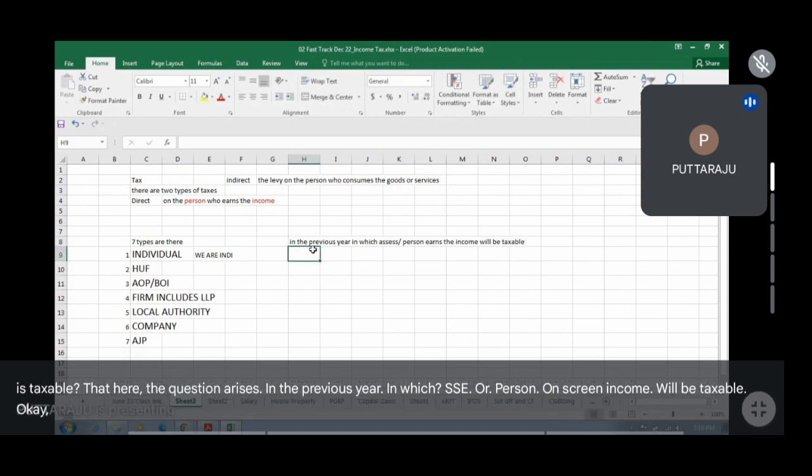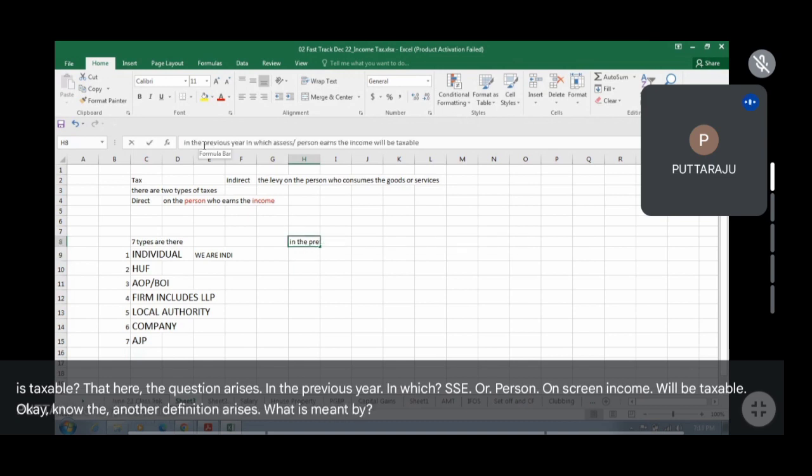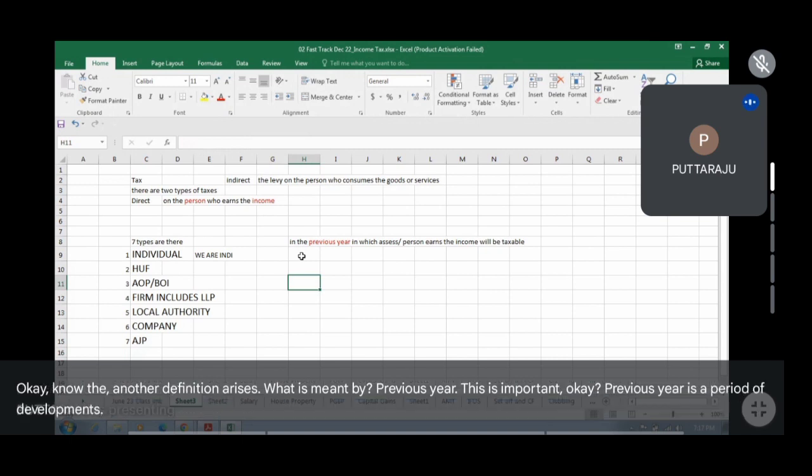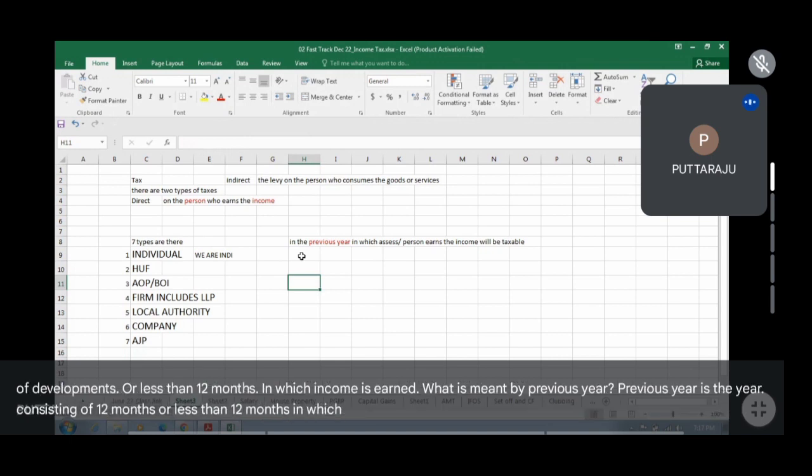Okay. Now another definition arises. What is meant by previous year? This is important. Previous year is a period of 12 months or less than 12 months in which income is earned. What is meant by previous year? Previous year is the year consisting of 12 months or less than 12 months in which the income is earned.